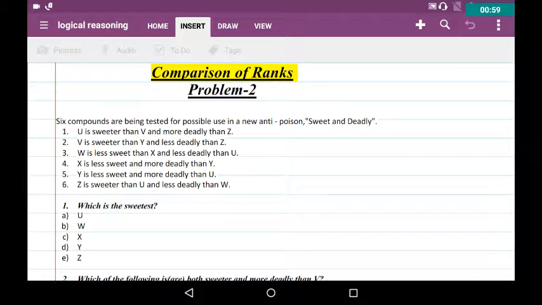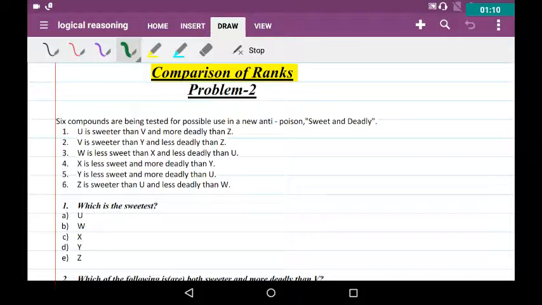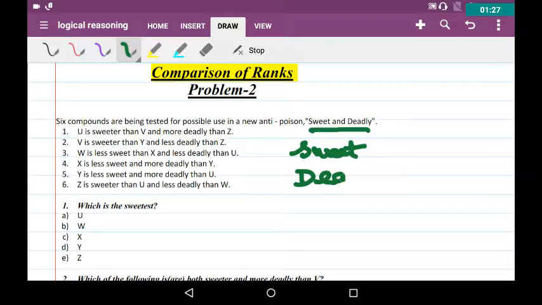From these statements, they are going to make a new anti-poison. The name they have given is sweet and deadly. They have given 6 compounds: U, V, W, X, Y, and Z. They have separated them into 2 properties: one is sweet and another is deadly. So we have to make the assumptions from this.